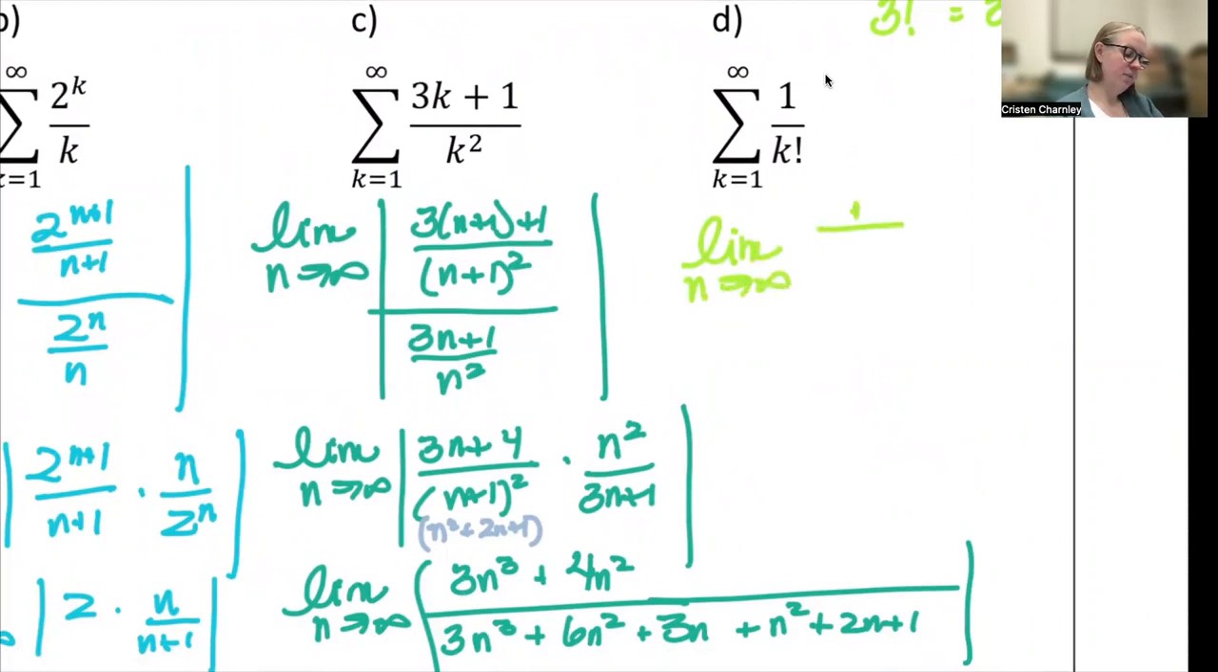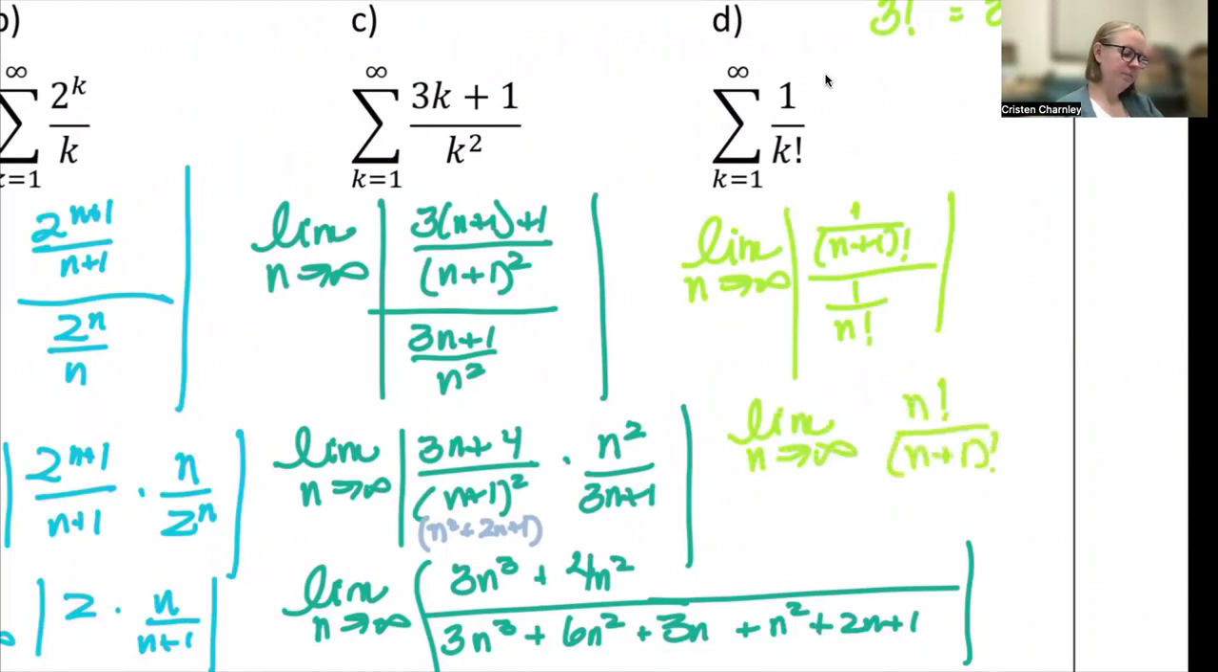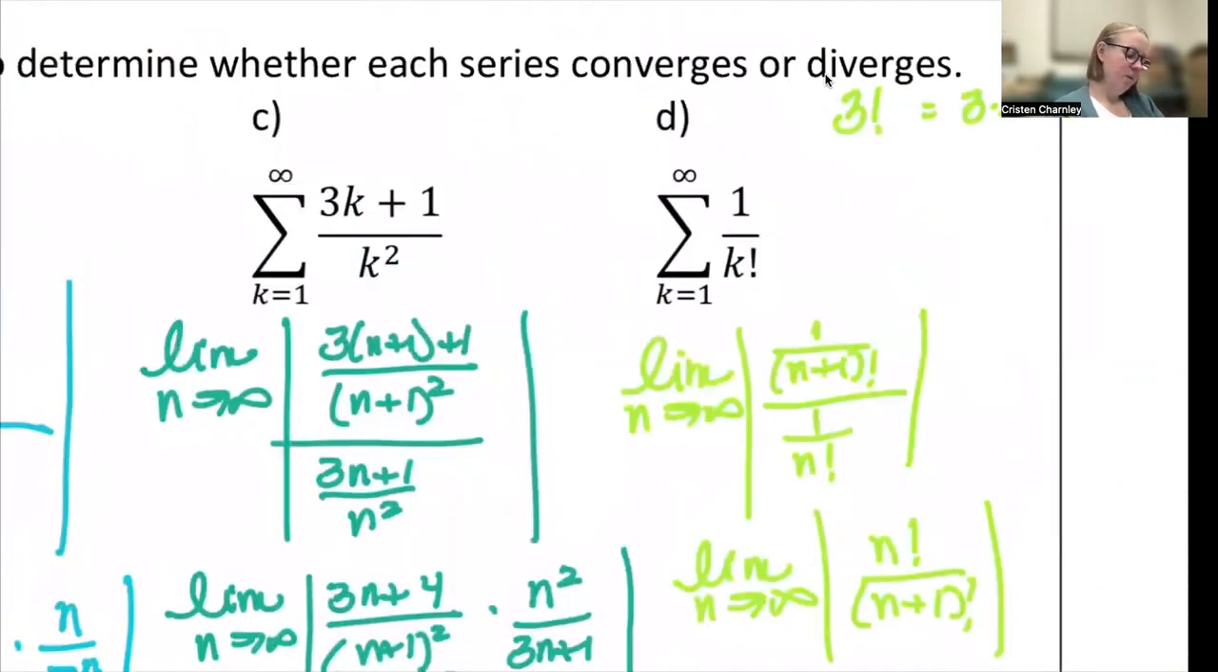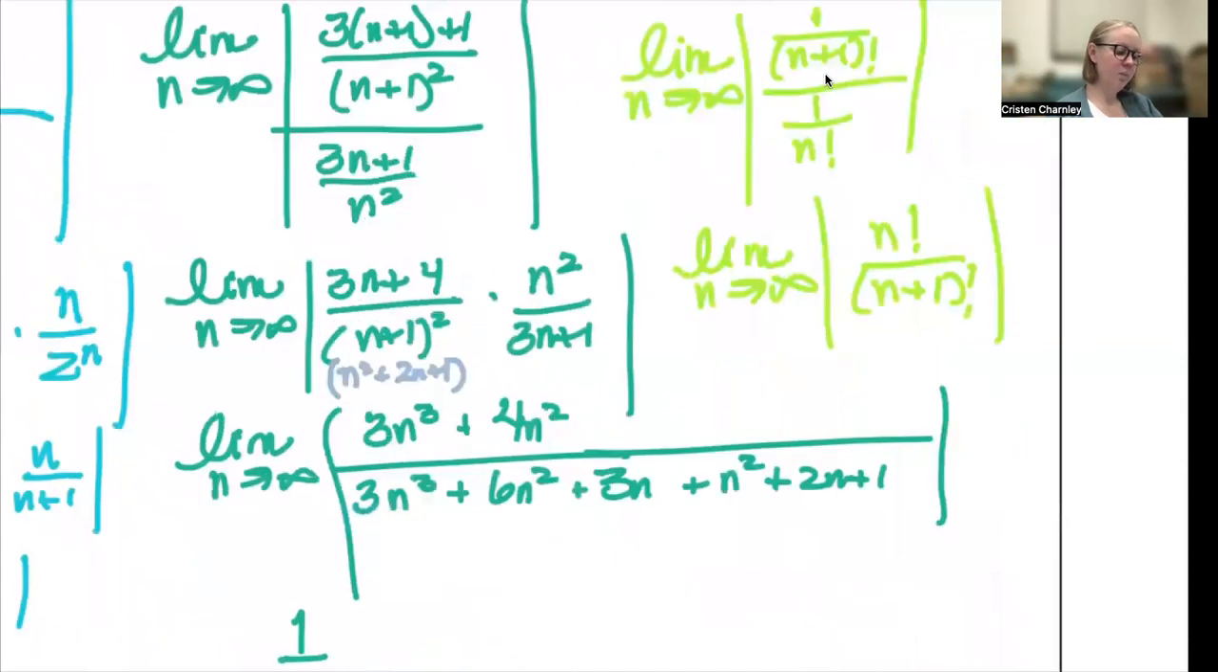So this is 1 over n plus 1 factorial over 1 over n factorial. We want to multiply by the reciprocal, so this is n factorial over n plus 1 factorial. Now, what will this turn into? Well, I have a larger value in the denominator, so it's kind of like having 3 factorial over 4 factorial. But this is 3 times 2 times 1 over 4 times 3 times 2 times 1. Well, the 3, 2, and 1 are going to cancel, and so I'm left with that 4 in the bottom. There's a 1 in the numerator.